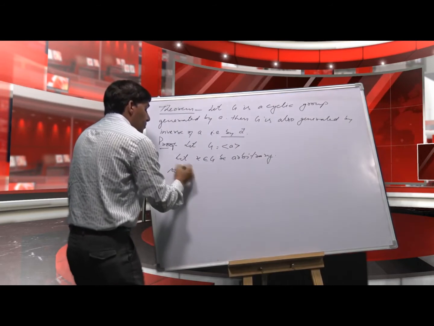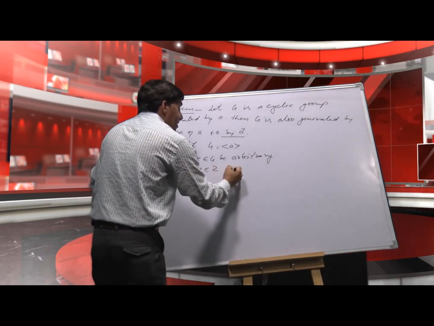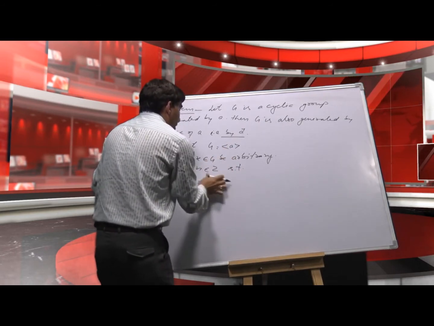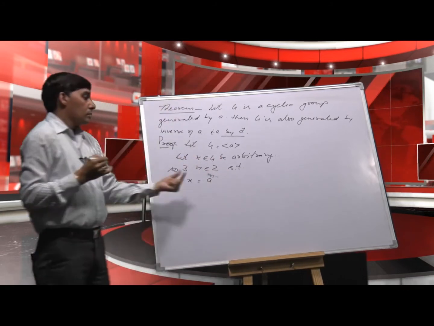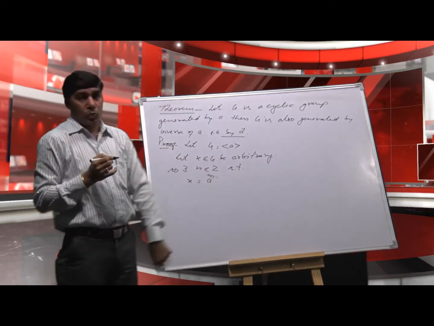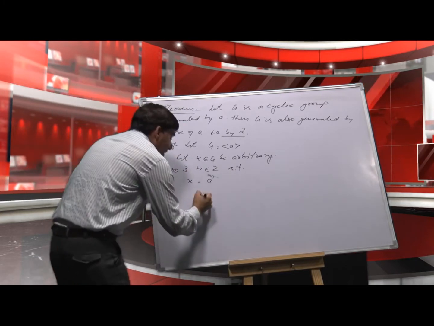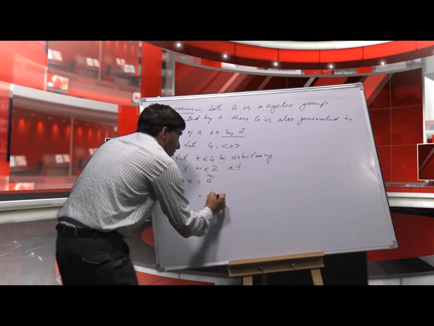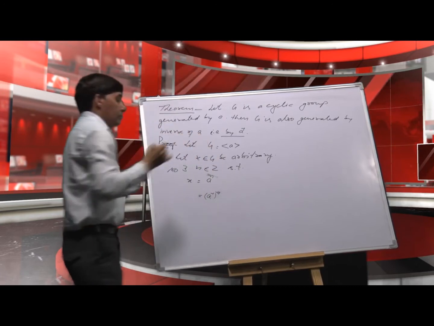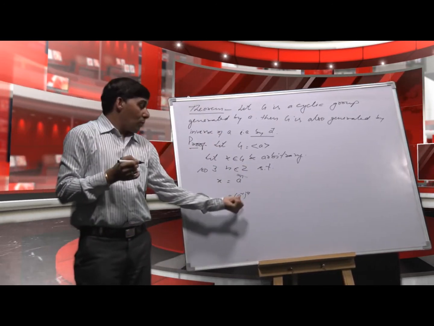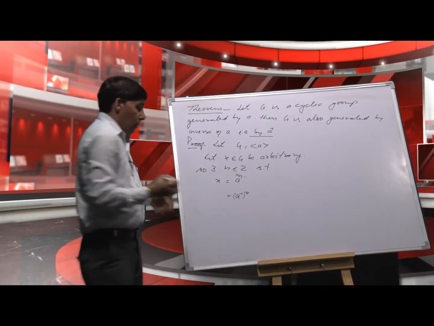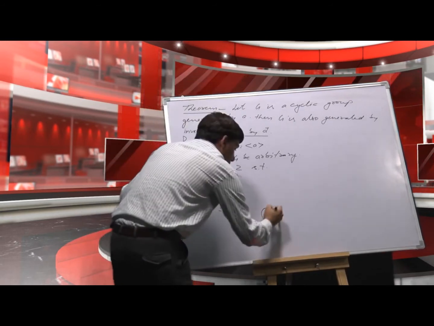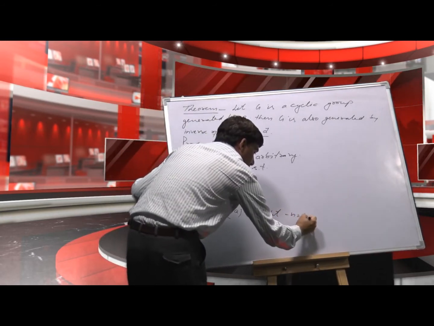Let x belong to G be arbitrary. So there exists n belonging to Z such that x is equal to a raised to power n, by the definition of cyclic group. Now we can write it as a raised to power minus 1 into minus n, that is, a inverse raised to power minus n, which is equal to a inverse raised to power r. Let minus n be equal to r.